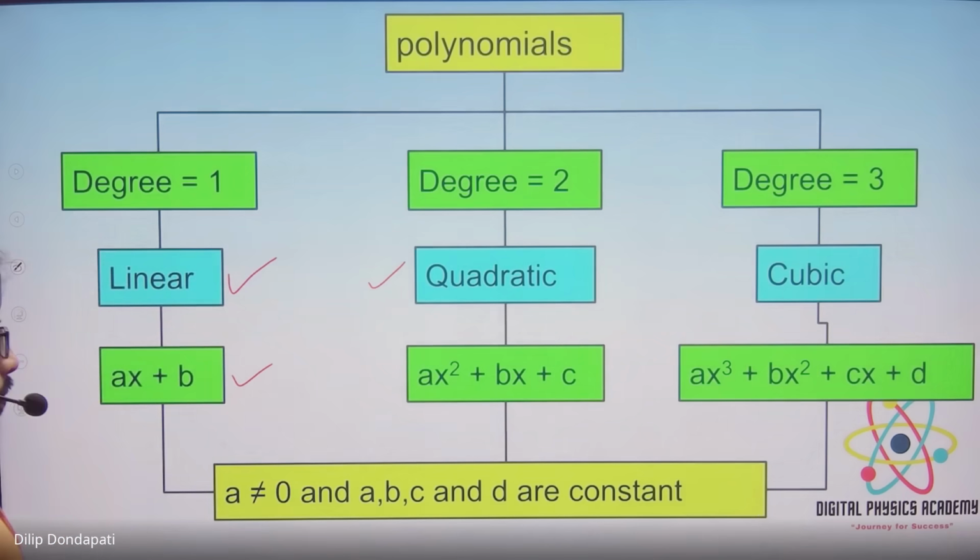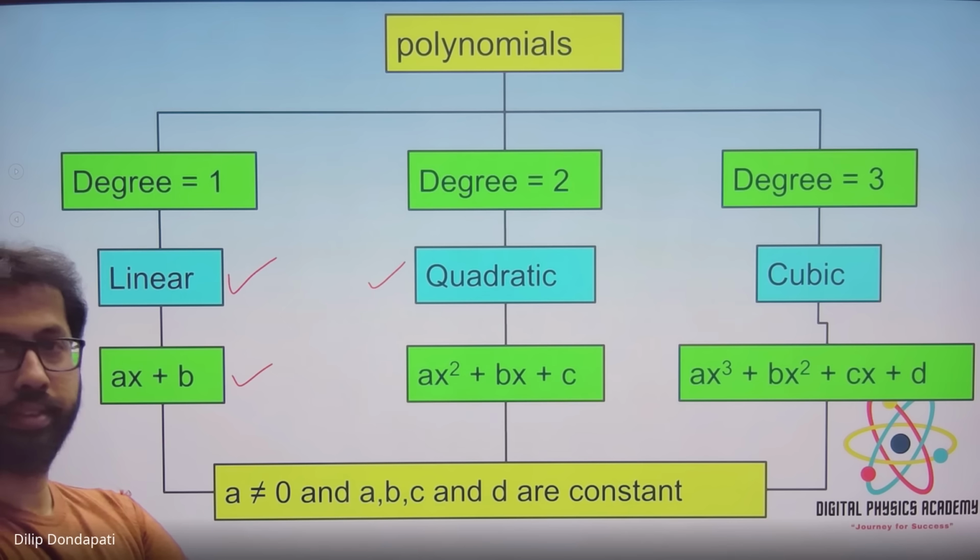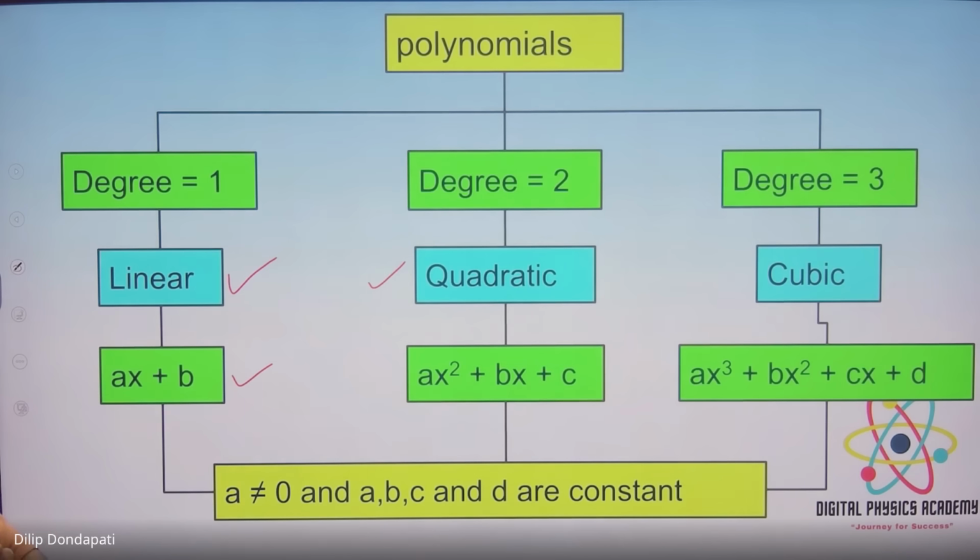So you will have to learn the general equations. Majorly in this chapter we are studying polynomials in one variable only, in terms of x.